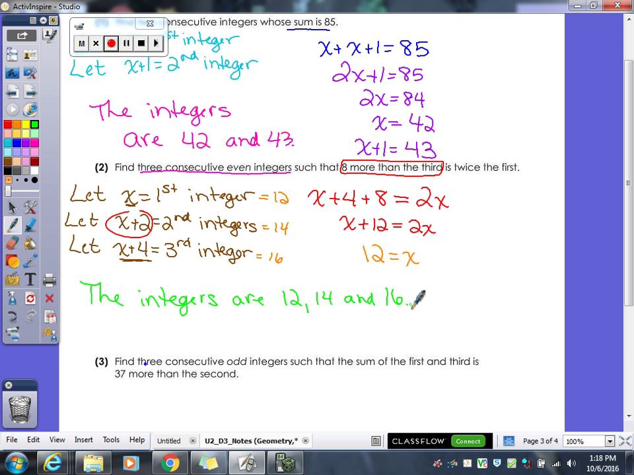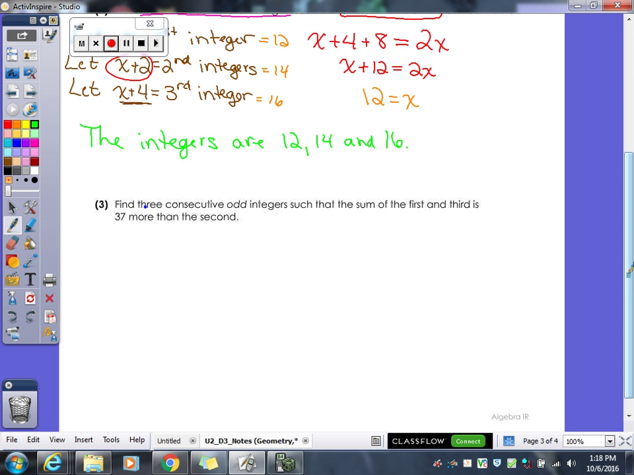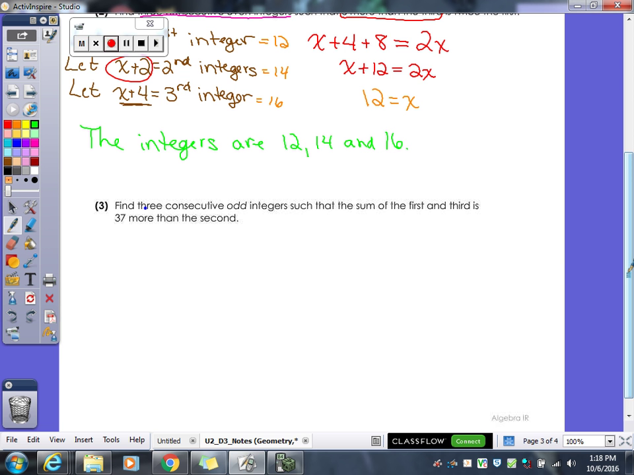Got one more. So we're finding 3 consecutive odd integers such that the sum of the first and the third is 37 more than the second. So again, we got to just go a little slowly, go through each part. 3 consecutive odd integers. How many let statements? 3. Good. Our first one is always x. So let x equal first integer.